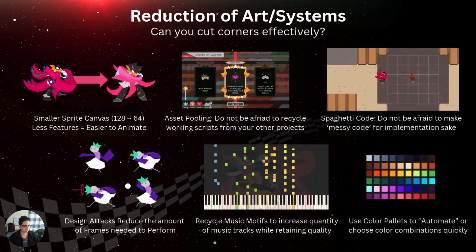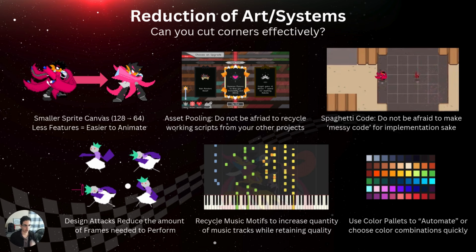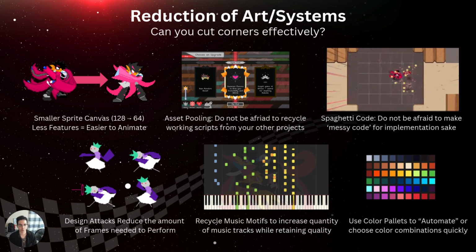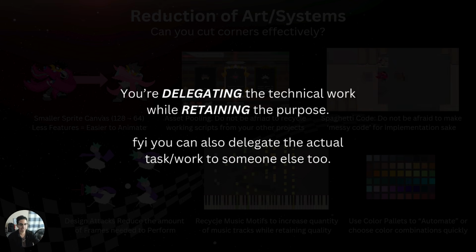And finally, another example is, if you're dealing with a color palette, not that it automates the color selection choice, but the fact that you can just pick a couple of colors and it automatically looks good no matter what combination you have, that's going to be very helpful for you whenever you're designing art. So again, these are just a couple of things, but the main point is you are delegating the technical work while retaining the purpose of what you're trying to do.